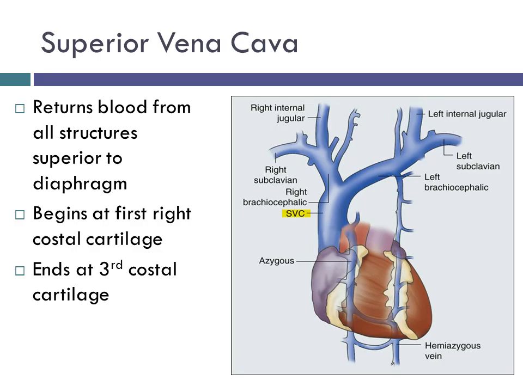The superior vena cava, which is formed by the union of the right and left brachiocephalic veins, returns blood from all the structures present superior to the diaphragm except the lungs and the heart. This superior vena cava begins at the right first costal cartilage and then it moves downwards and ends at the level of the third costal cartilage by entering into the cavity of the right atrium.